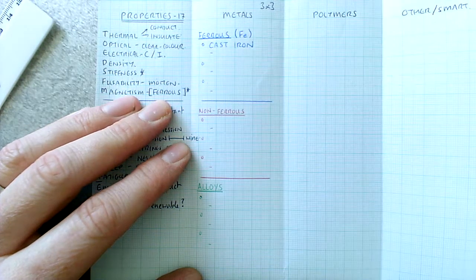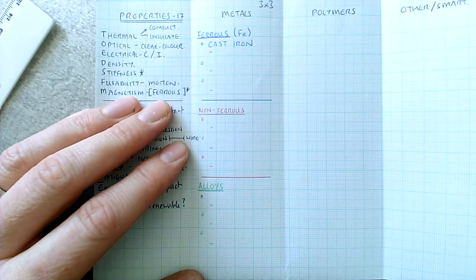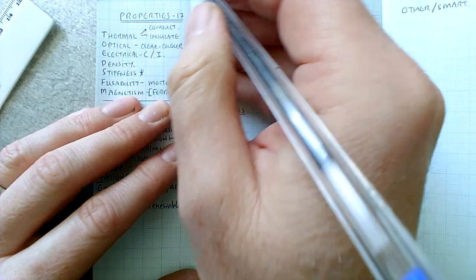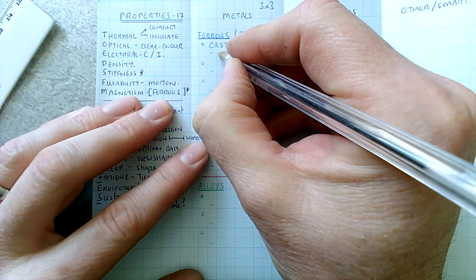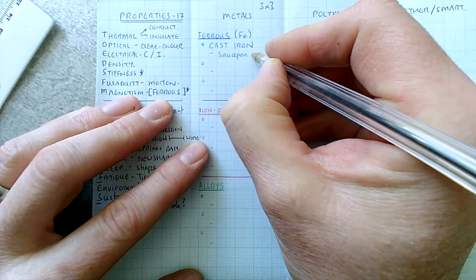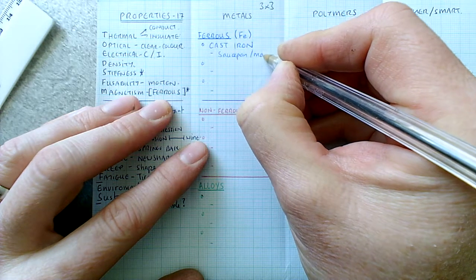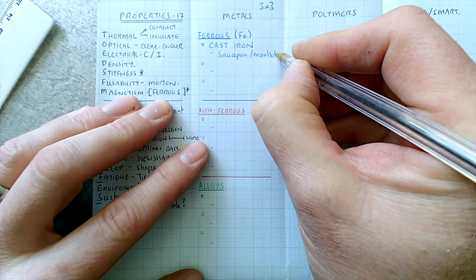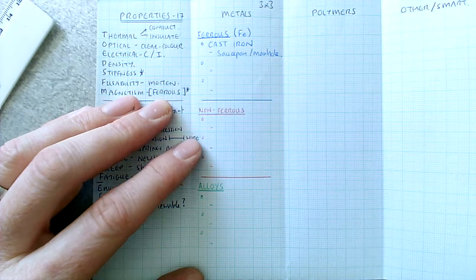Now cast iron is used for things like saucepans, or manhole covers. So I'm going to put it down here, saucepan, and also manhole. I know it's a manhole cover, just manhole would be good, because that fits on my page.